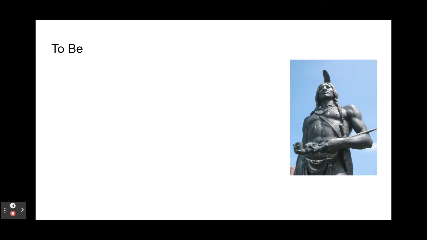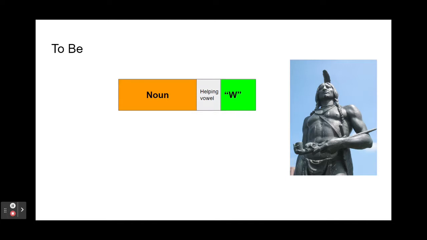Here's an interesting feature with this language. To say I am something or he is something, to express to be, you need to take the noun that you are being and make that into a verb. Let me explain. So you have your noun, then you add the w suffix. Now that noun becomes a verb, and then you also add a helping vowel in between if needed.